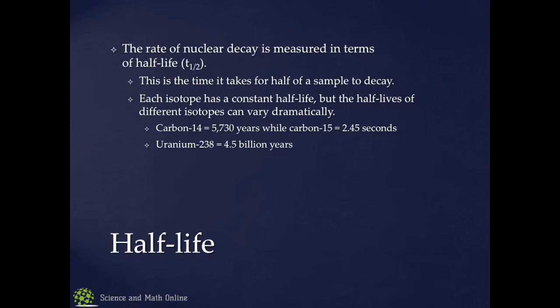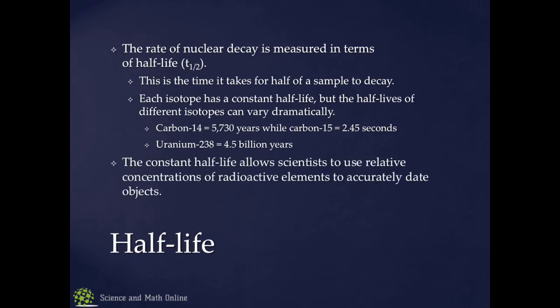Uranium-238, 4.5 billion years. That's why getting rid of uranium waste is a pain. Okay? So the constant half-life, though, has its advantages. It allows scientists to use relative concentrations of radioactive elements to accurately date objects. This is where we get radiocarbon dating.